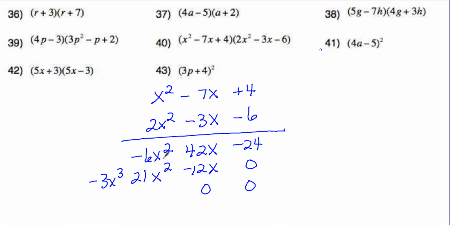And 2x squared times 4 is 8x squared. 2x squared times negative 7x is negative 14x cubed. And then 2x squared times x to the second is 2x to the fourth.